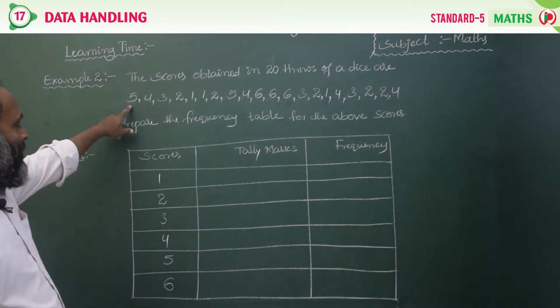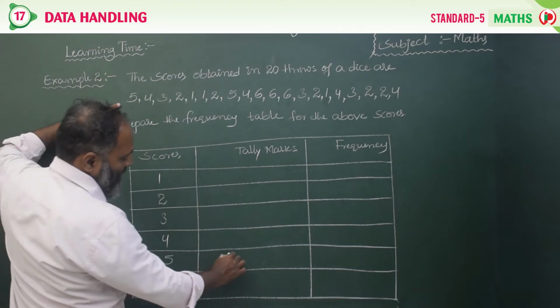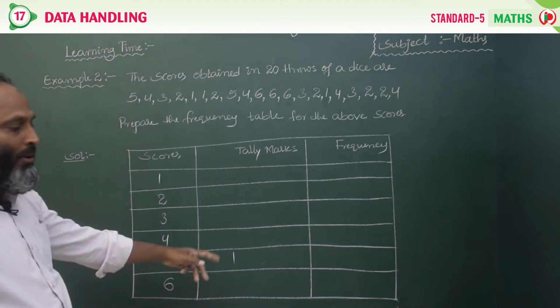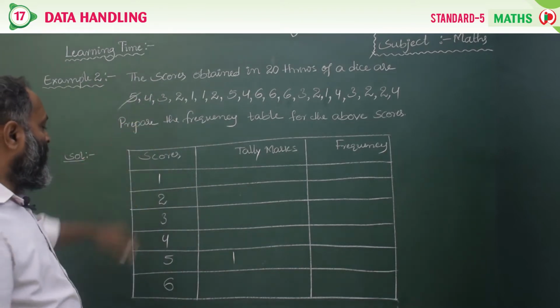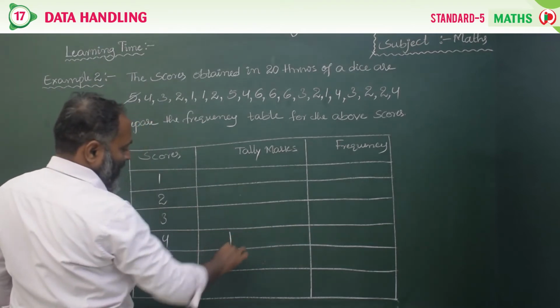So the first score is 5. Against 5 we should draw a vertical line. So this is over. Next, 4. Where is 4? The second score is 4. Here is 4, so there you should take a vertical line.